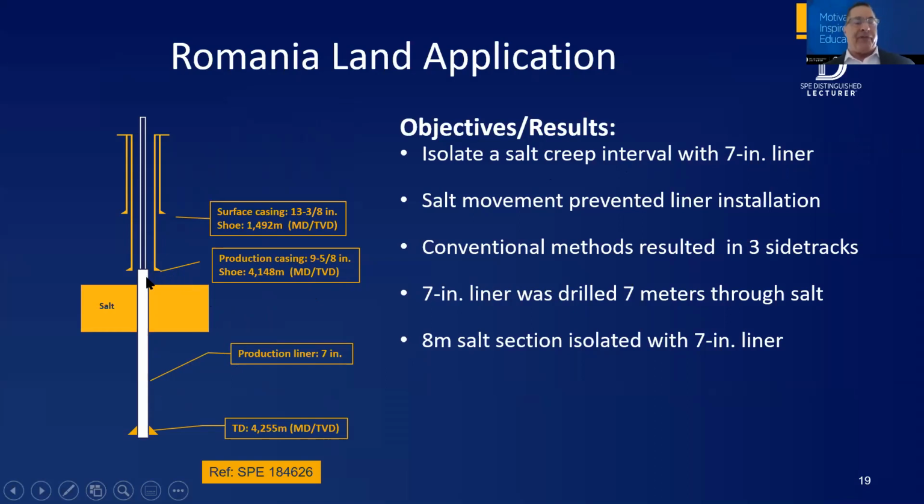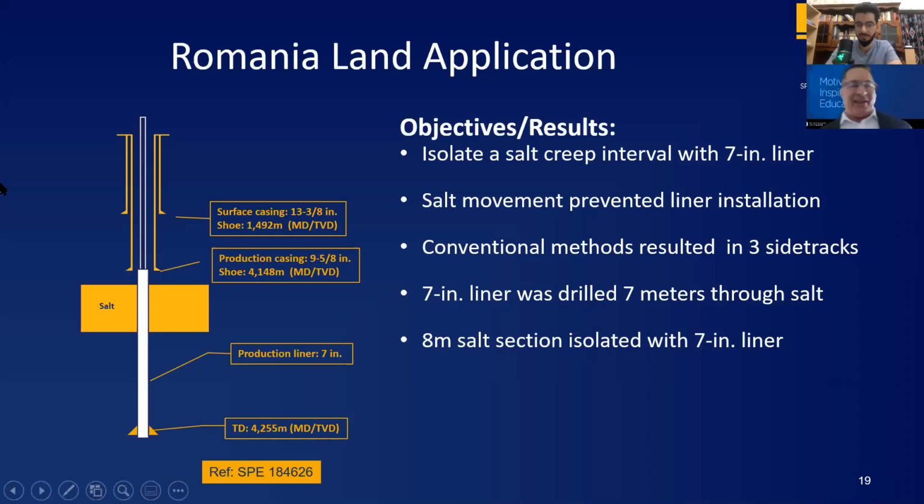But in conventional applications, what do you think happened? It resulted in 3 sidetracks. They couldn't get the pipe through here. They stuck the pipe, had a sidetrack, did that twice. What's the definition? I guess it's Einstein's definition of insanity. Do the same thing over and over again and expect a different result. Some of these cases were exactly that.